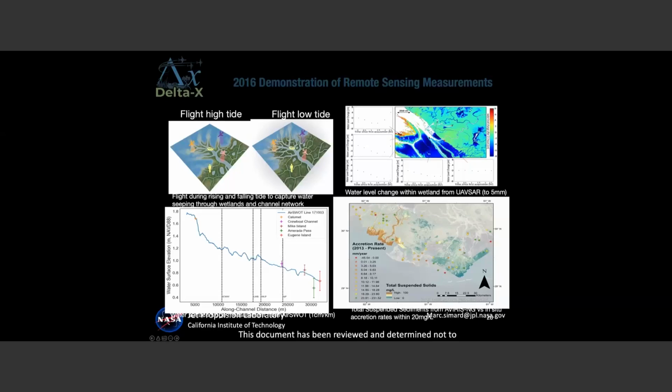Here is UAVSAR. So UAVSAR doesn't see open water surfaces. It needs vegetation to see the water, because it uses the fact that we have double bounce of the microwave. So the microwave comes in, it hits the water, reflects off the water, hits the stems of the vegetation, and comes back to the radar. So we need vegetation to see water level change here. So for each single pixel within the UAVSAR image, what you have is a measurement of water level change. So it's as if each of these pixels was a water level gauge.